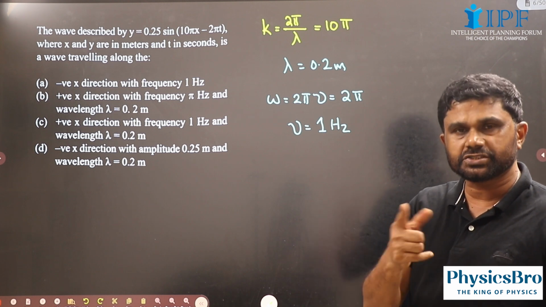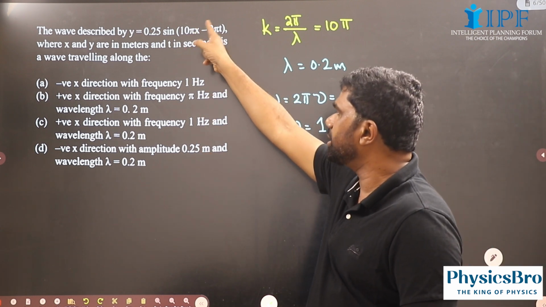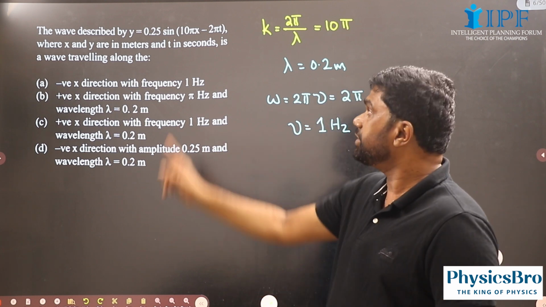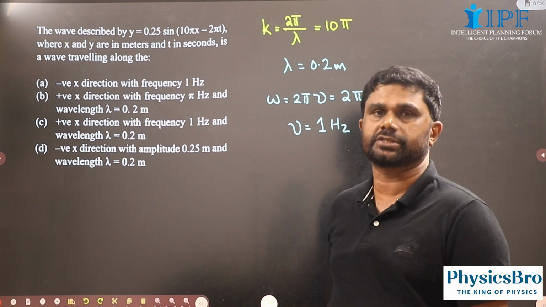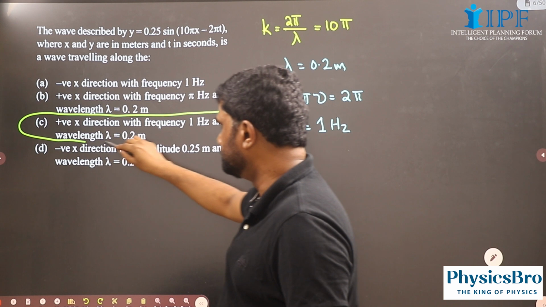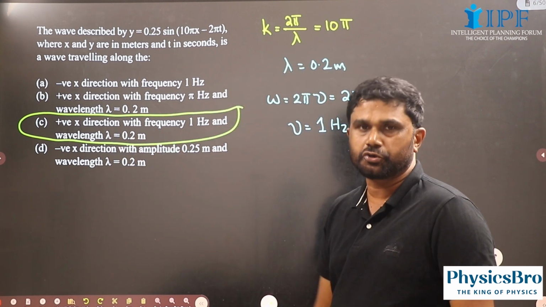How do you know that it is propagating along positive x? If there is a negative sign in between kx and omega t, then it is propagating along positive x direction. If there is a positive sign here, then it is propagating along negative x direction. So this one must be the correct option: positive x direction with frequency 1 hertz, wavelength 0.2 meter.